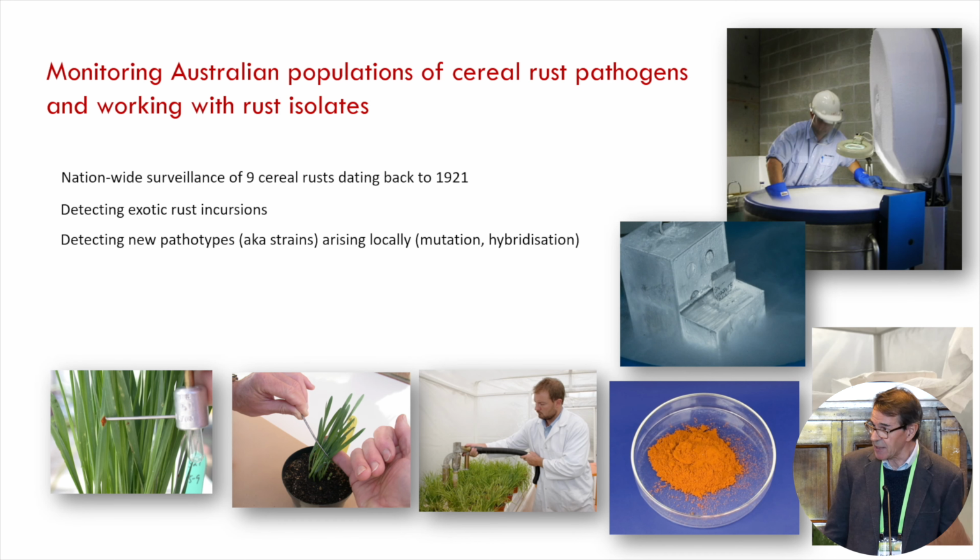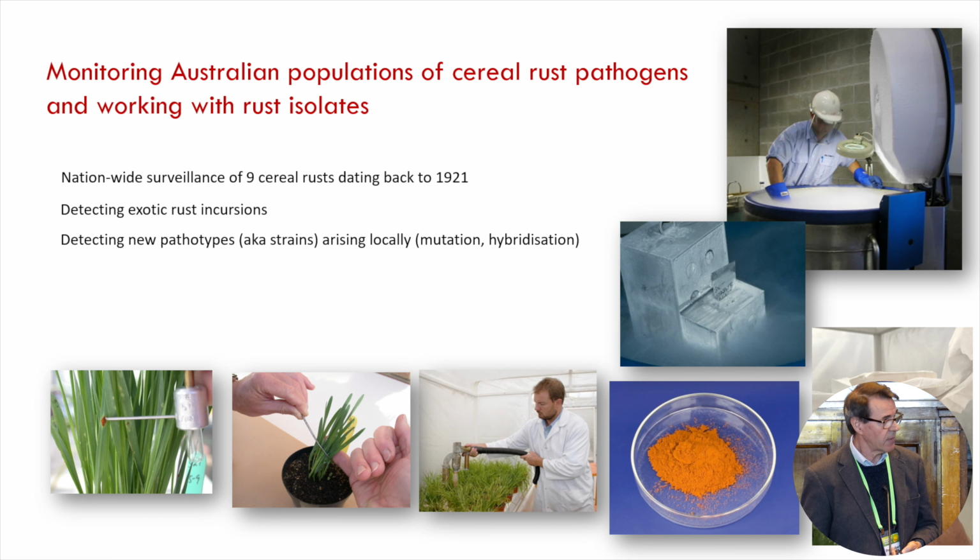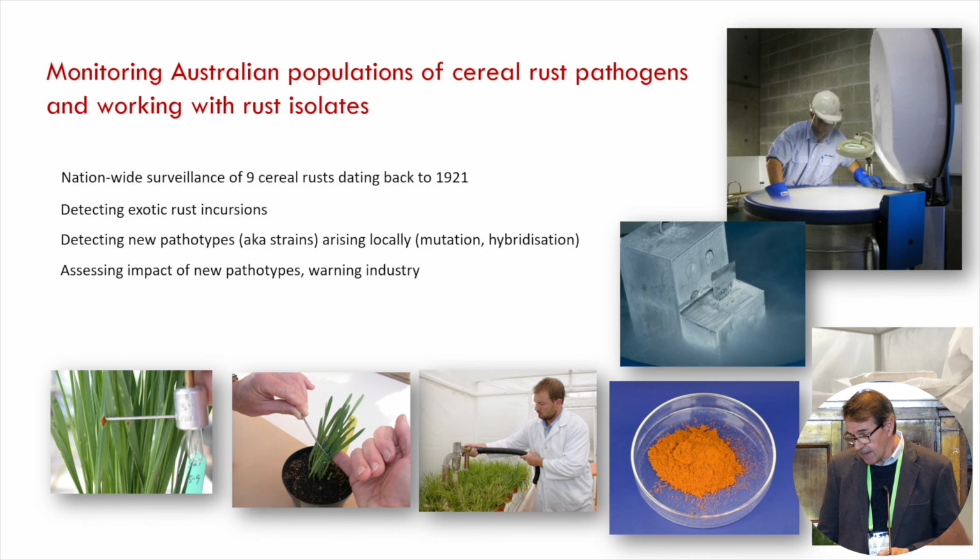When you get an isolate come in, how do you know it's come from overseas? You need to do the basic pathology and genetics to show that it's actually different to what we've got. So those reference isolates that we've kept are critical. Detecting those new pathotypes or strains, if you want to call them, the ones that arise locally, and determining how they arise and what impact they have if and when they do arise. Assessing their impact and warning the industry. So this is a very important part of what we do. Yes, it's new, but what does it do? That's what the industry wants to know.